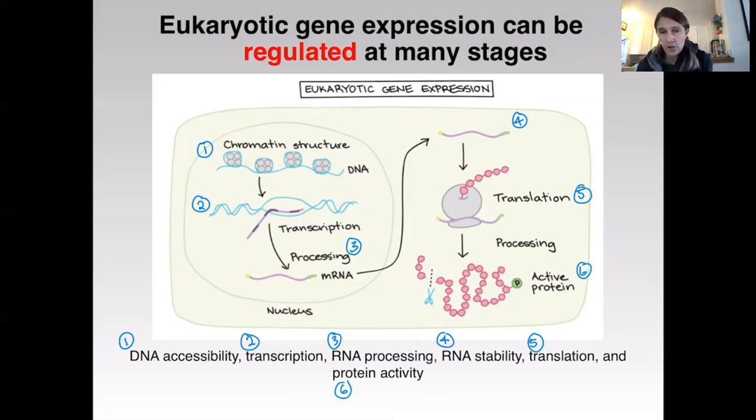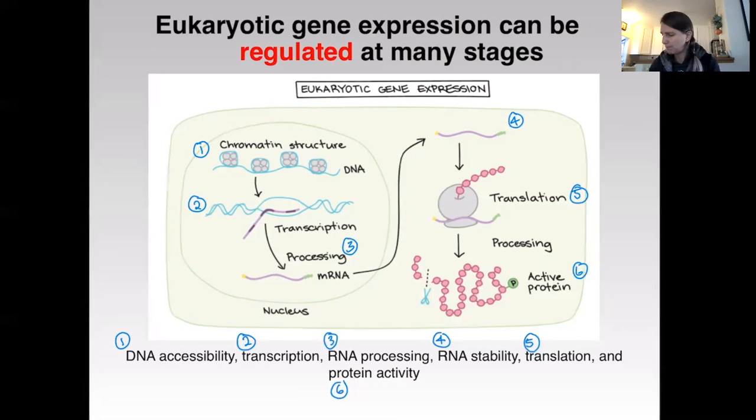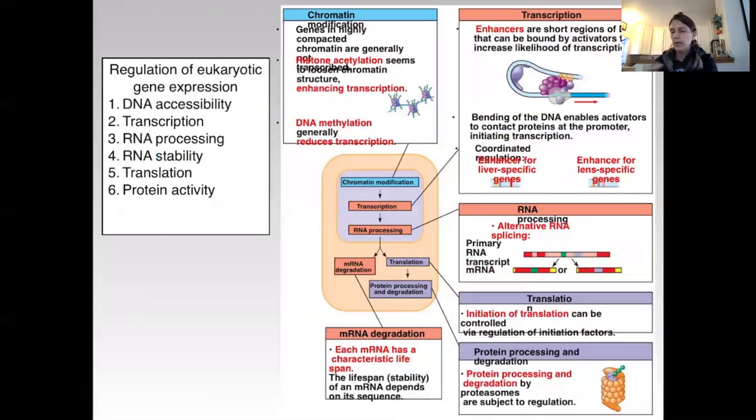So eukaryotic gene expression, remember, has lots of different layers because these cells are a lot more complex. So therefore, gene regulation is much more complex. All right, so again, this regulation can occur at all of these different levels: DNA accessibility, transcription, RNA processing, RNA stability, translation, and protein activity. I'm not going to get crazy about you learning every single detail about this, but you should know some basics.